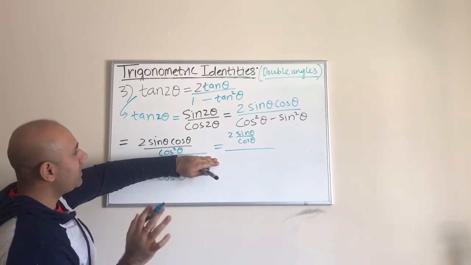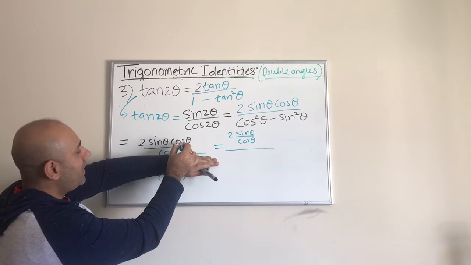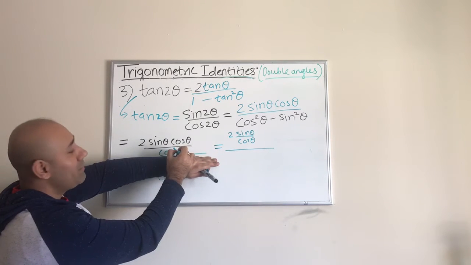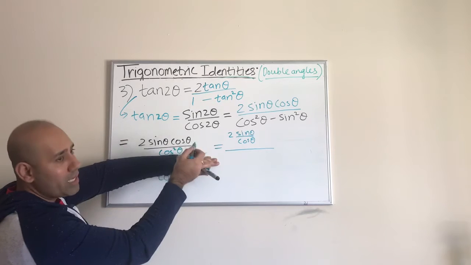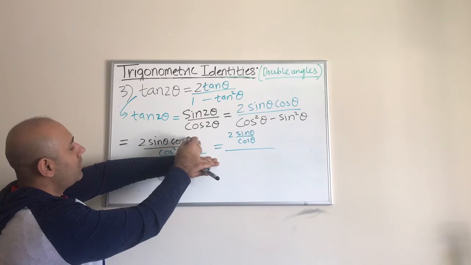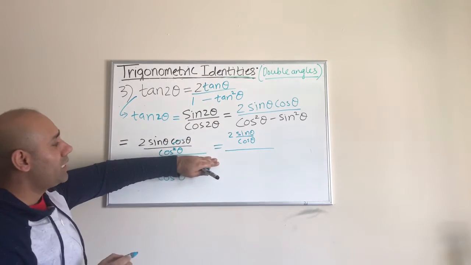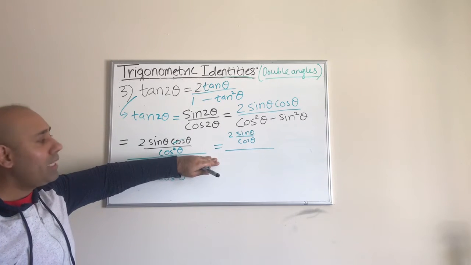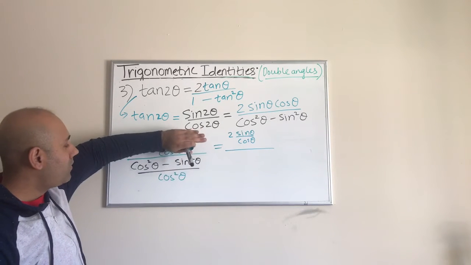I did not do anything really crazy here. I just realized that there is cosine square here, which means it's cosine times cosine. So one of the cosines will cross away, and I'll be left with 2 sine theta over cosine theta. That is my numerator, right? And now let us focus on the denominator.